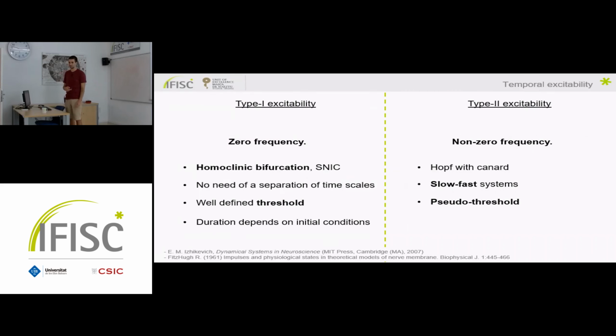Finally, in type 1, the duration of the excitable trajectory depends on the initial condition. If you put an initial condition that's very close to the threshold, it, yeah. And in type 2, the duration is well defined.